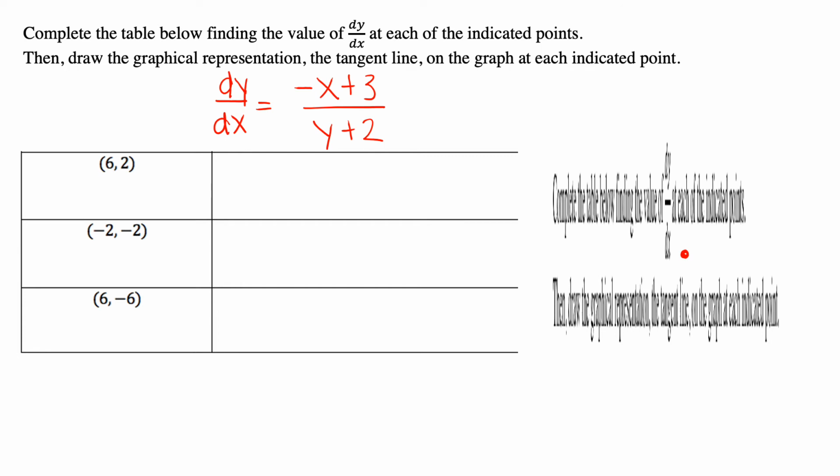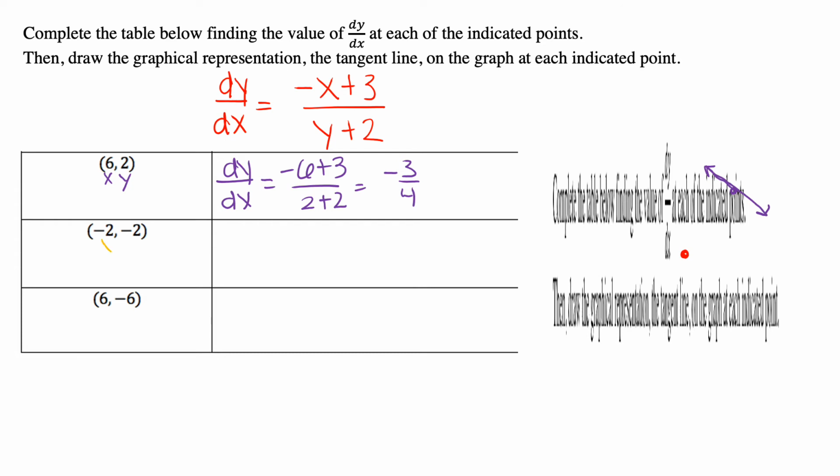So looking at the point (6, 2), that's our x and our y, we want to find dy/dx. Notice I wrote our dy/dx value up top, (-x + 3) over (y + 2). Plugging in, we get (-6 + 3) over (2 + 2), which gives us -3/4. So at the point (6, 2) we have a slope of -3/4, which looks something like that.